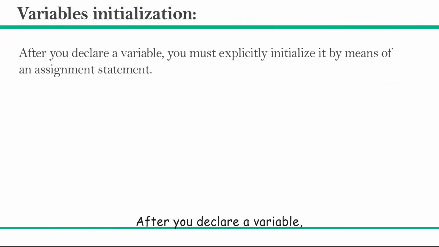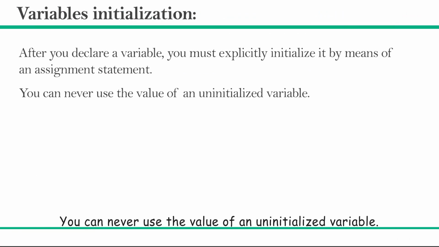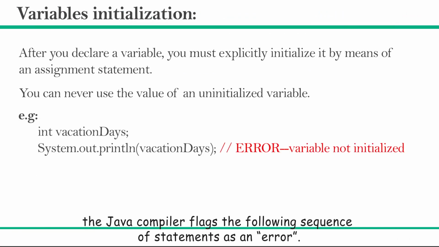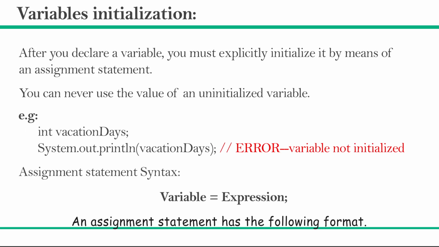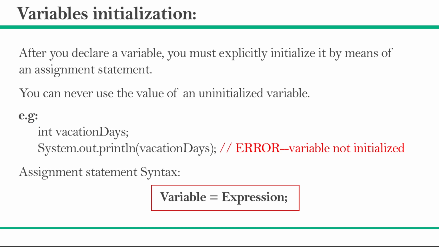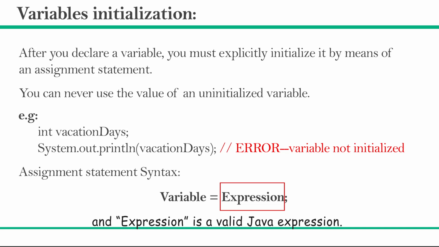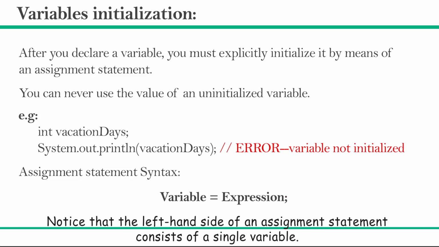Initialization. After you declare a variable, you must explicitly initialize it by means of an assignment statement. You can never use the value of an uninitialized variable. For example, the Java compiler flags the following sequence of statements as an error. An assignment statement has the following format, where variable is a declared variable, and expression is a valid Java expression. The symbol equals is the assignment operator. Notice that the left-hand side of an assignment statement consists of a single variable.